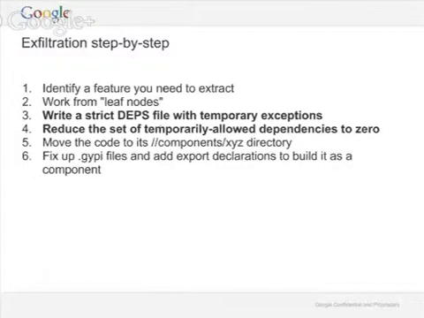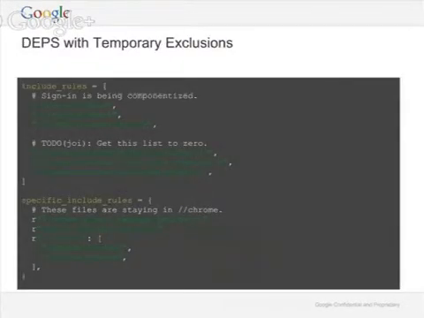Simple. Okay, so what do I mean by a strict deps file with temporary exclusions? So here's an extract of a deps file that I'm working with. I'm componentizing sign-in right now. And so you see the first 3 green lines. I'm basically telling the check deps mechanism, this directory is not allowed to depend on the rest of Chrome. It's only allowed to depend on stuff within the same directory. Right? That's like the first step that I do.